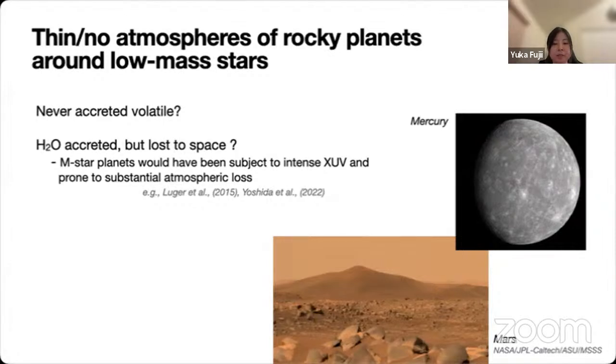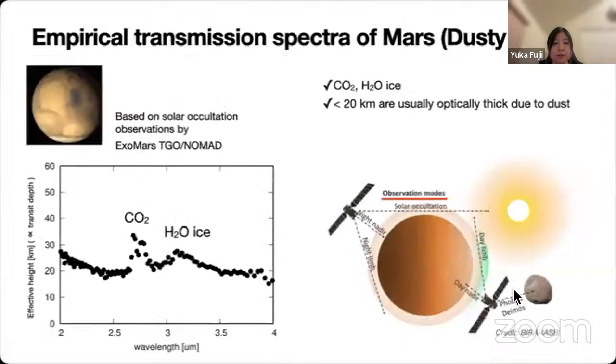And motivated by this fact, we recently analyzed the Martian data to reconstruct the near-infrared empirical transmission spectra of Mars, as an example of a planet having a very thin atmosphere, and also as an example of a dusty world. And this work was led by Aoki-san from the University of Tokyo. We used the occultation data of the Martian atmosphere obtained with the ExoMars Trace Gas Orbiter's NOMAD detector.